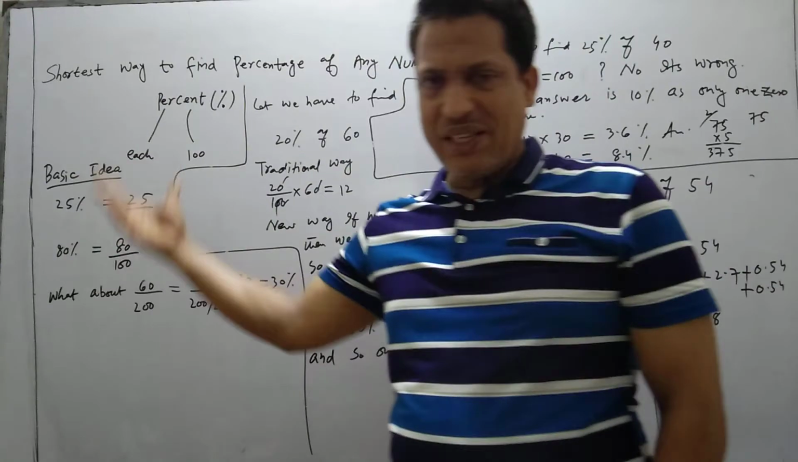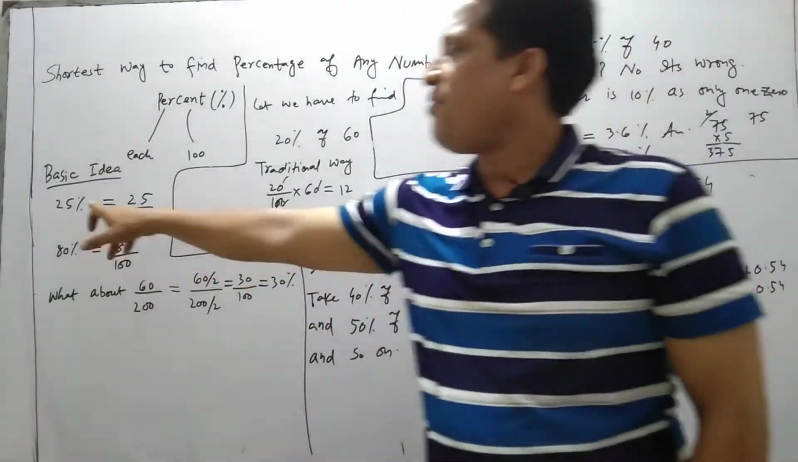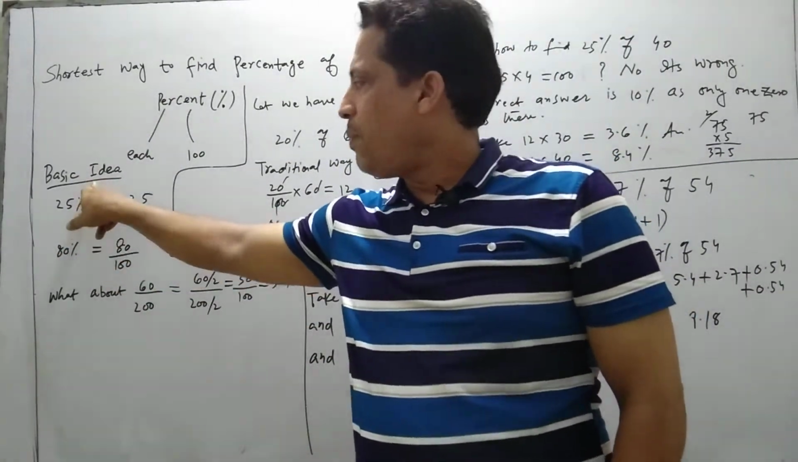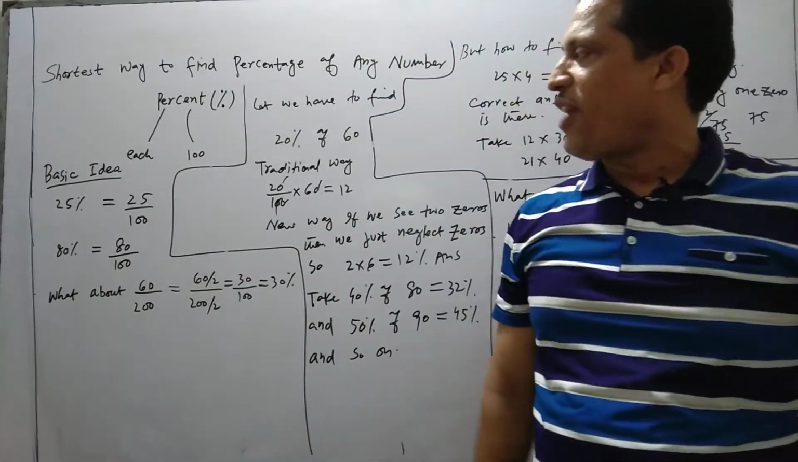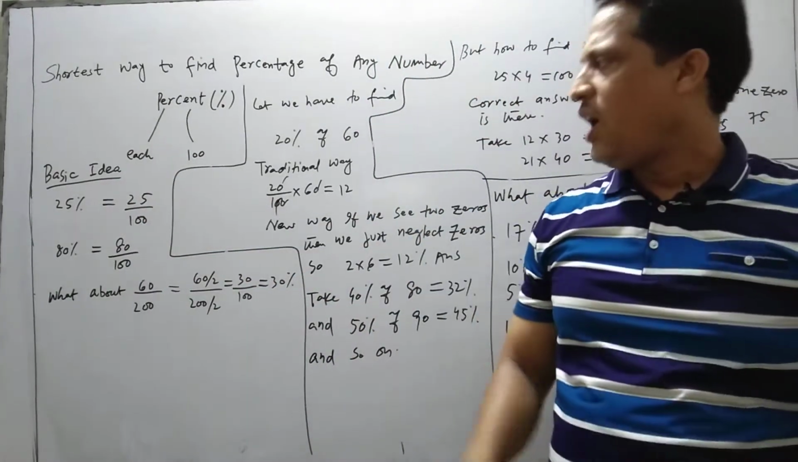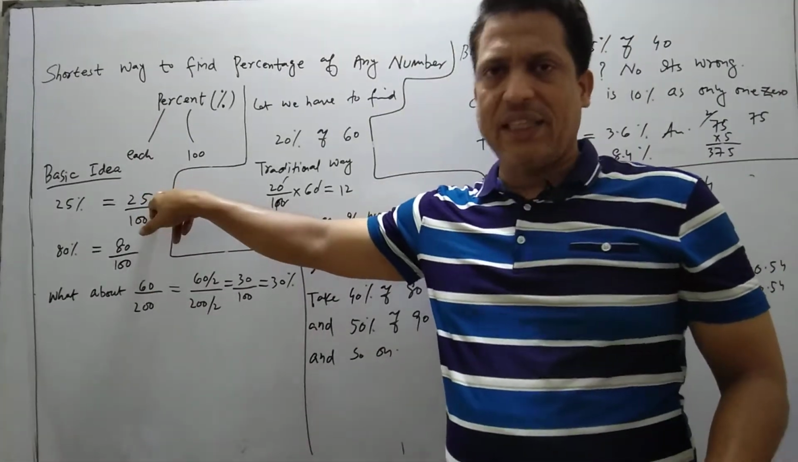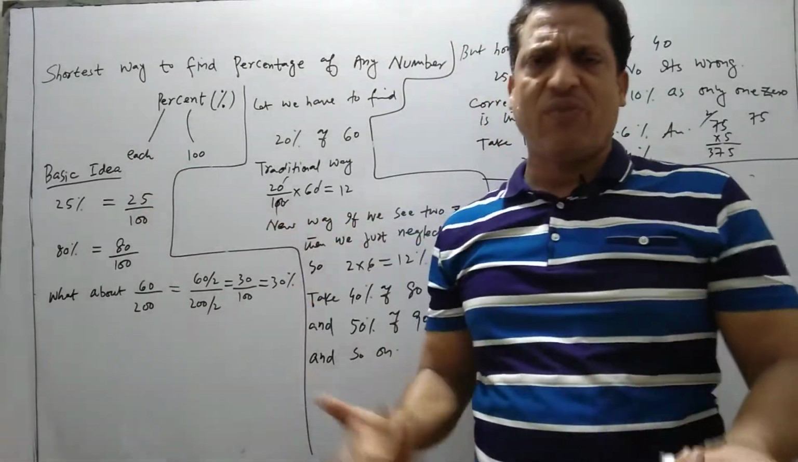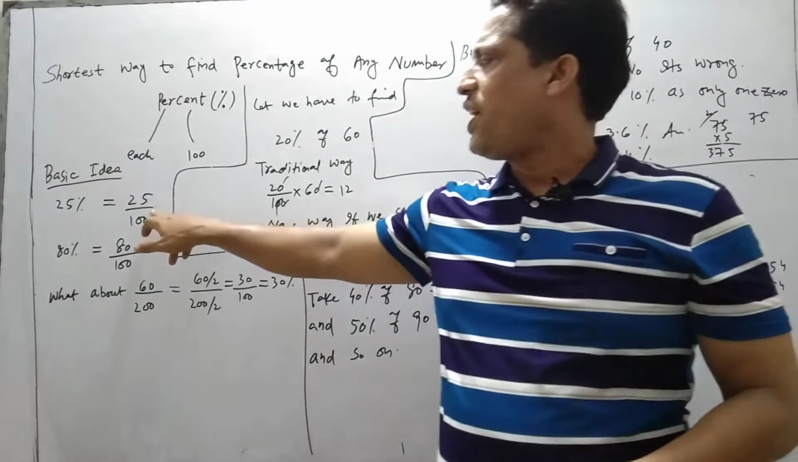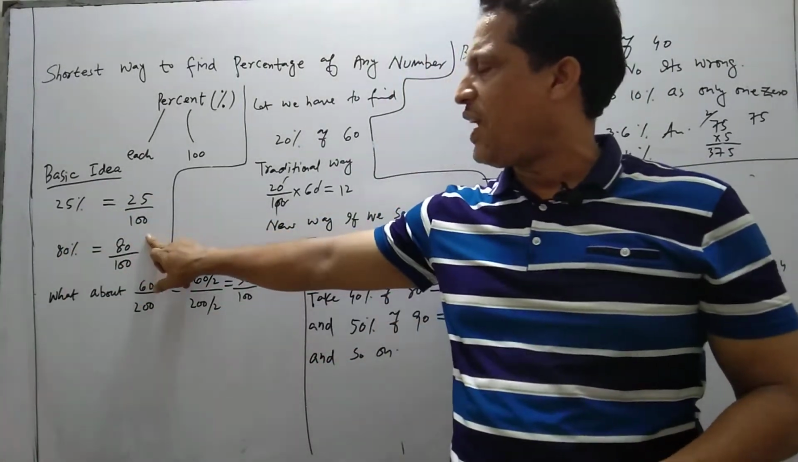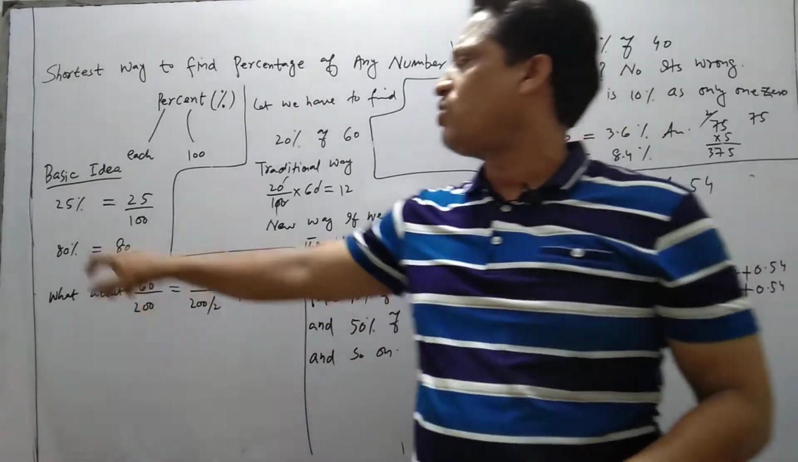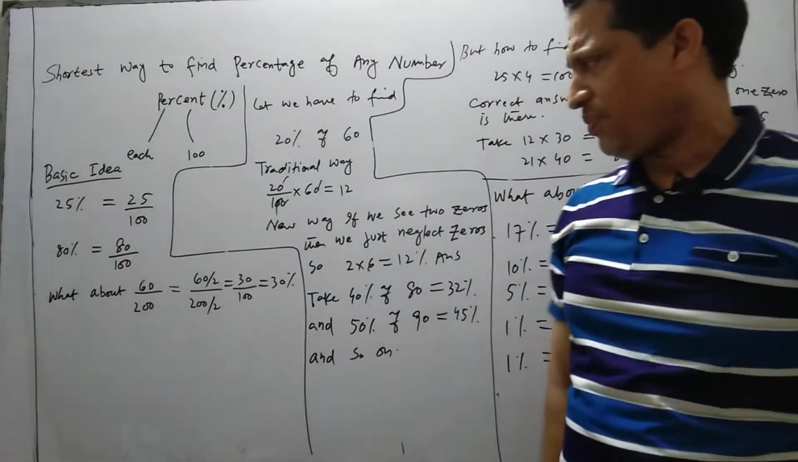For example, the basic idea of percentage is 25%. If you drop the percentage sign, you have to write 100 in the denominator. So 25% is 25/100. Suppose you get 25 marks in a subject out of 100, you say my percentage is 25%. If you get 80 marks out of 100, then you say my percentage is 80%.